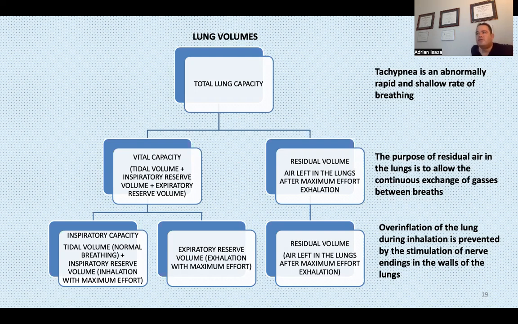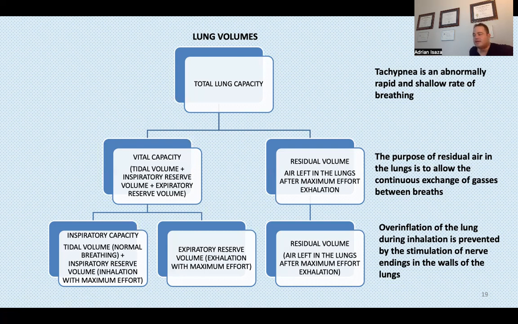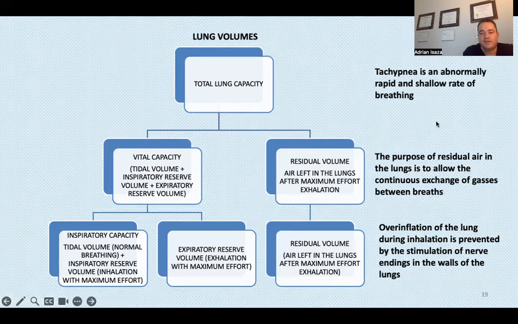So they want you to know the purpose: residual air allows continuous exchange of gases between breaths. Overinflation of the lung during inhalation is prevented by the stimulation of nerve endings in the walls of the lungs. I think that's a reflex called the Hering-Breuer reflex, mediated by the vagus nerve, which is cranial nerve number 10. Know the three things here that are bolded.